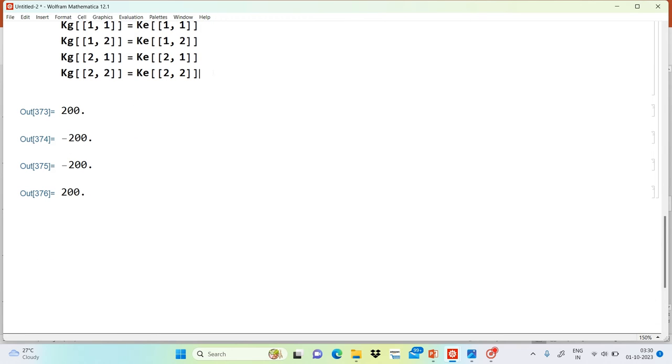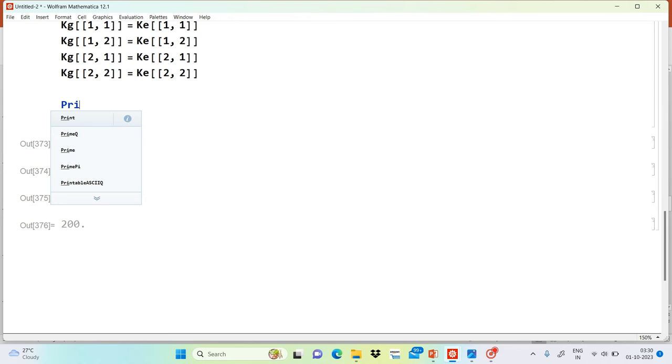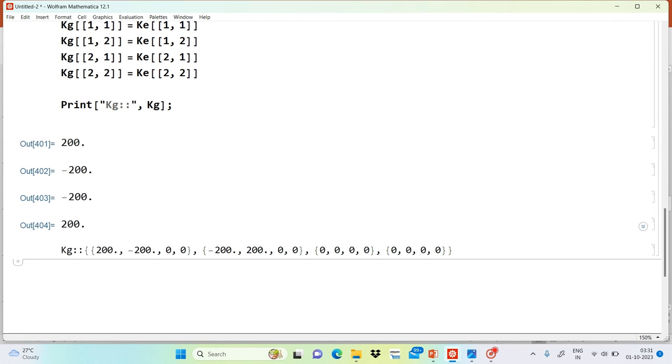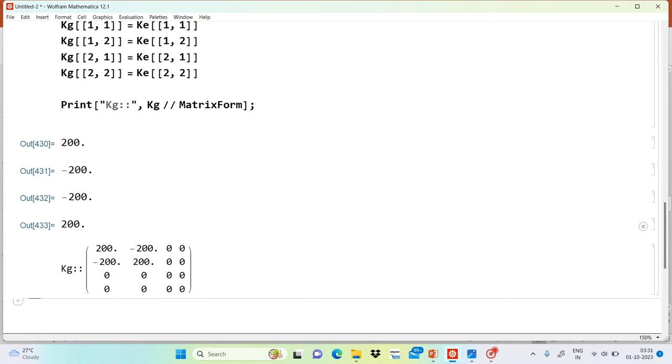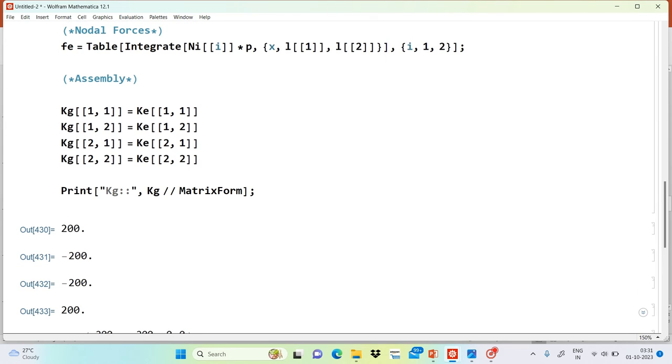If you want the global stiffness matrix KG, let's see what's the outcome. And if you want to see it in matrix form, we are getting 200 and minus 200 at this position. The rest, 1, 2, 3, 4, is empty, because it is taking care of only one element.